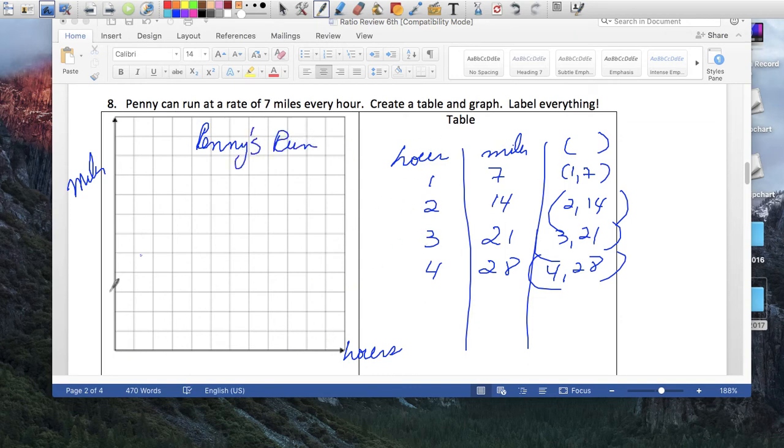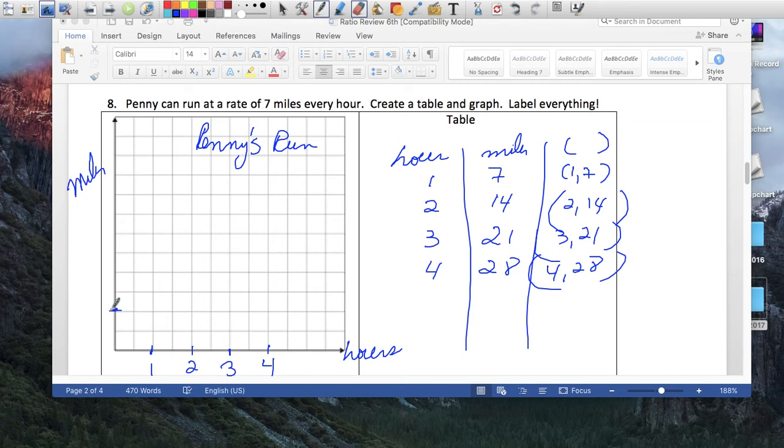Hours are going to be at the bottom. So you could do 1 hour, 2 hours, 3 hours, 4 hours like that. But I'd rather space it out. It's going to be 1, 2, 3, 4. And then over here, we're going to do miles. It's 714. So if you go 1, 2, 3, 4, 5, 6, 7, there's no way they're going to fit.